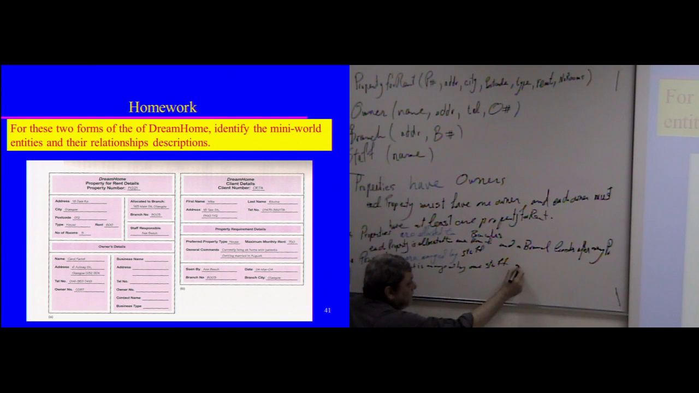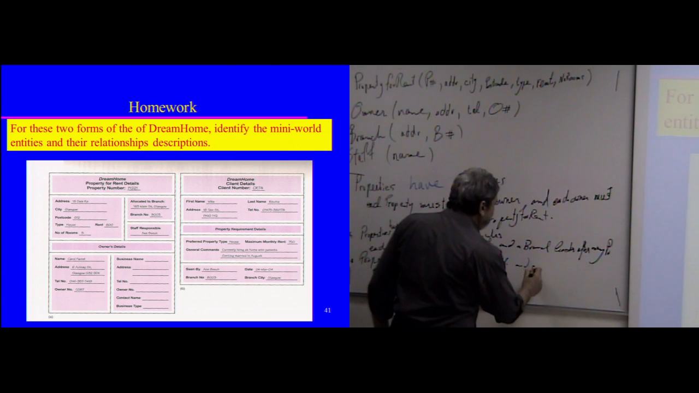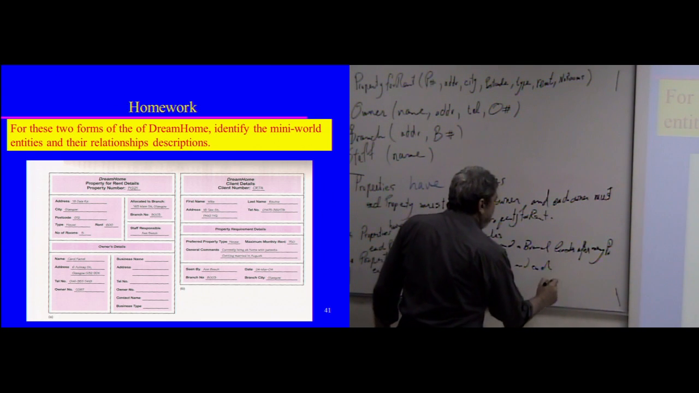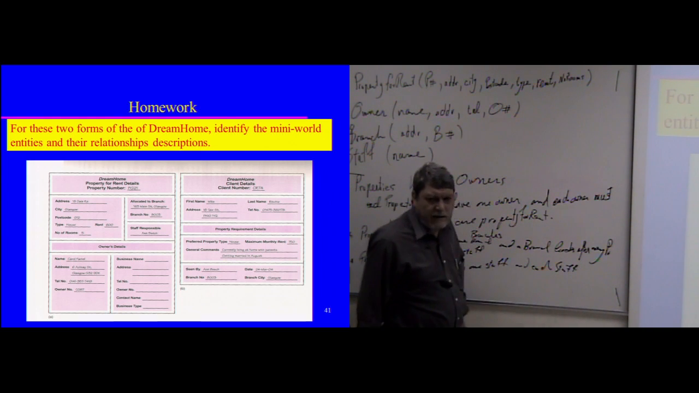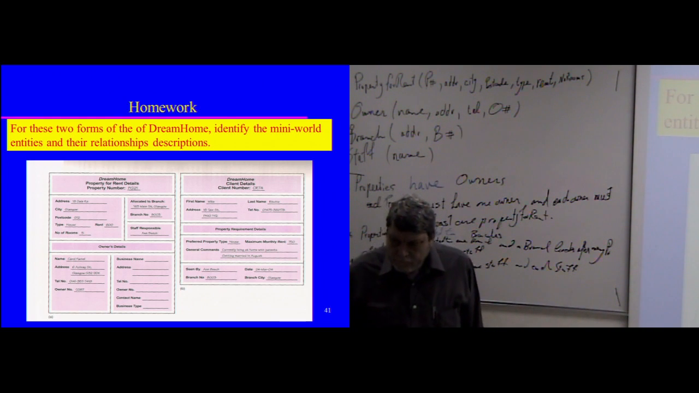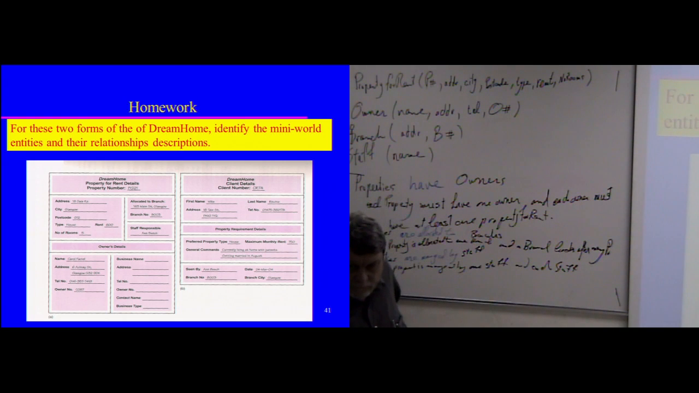And the staff managed, and each staff do what? Or does what? Each staff manage one property. Yes, manage many properties. Many properties, yes.